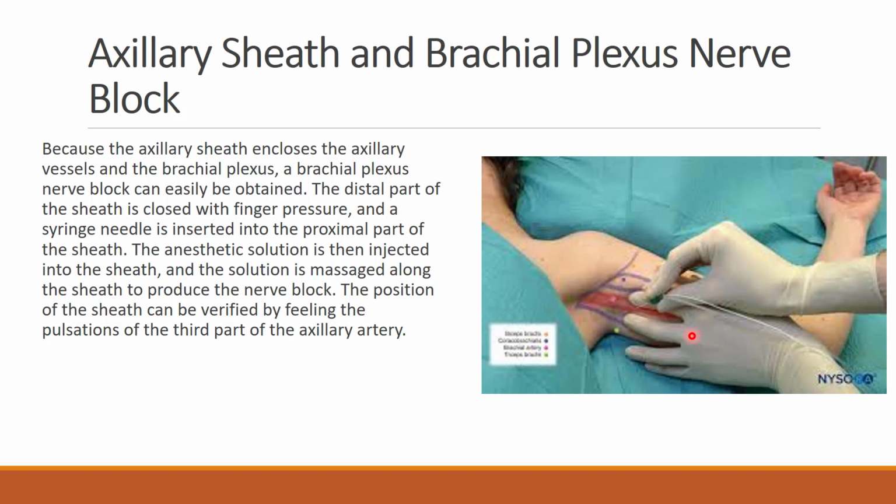First of all, the position of the sheath can be verified by feeling the pulsation of the third part of the axillary artery. The distal part of the sheath is closed by finger pressure. See here, the finger pressure is given to the distal part of the axillary sheath, and then a syringe needle is inserted into the proximal part of the sheath. The anesthetic solution is then injected into the sheath, and the solution is massaged along the sheath to produce the nerve block. Okay, so in this way the brachial plexus nerve block is done.